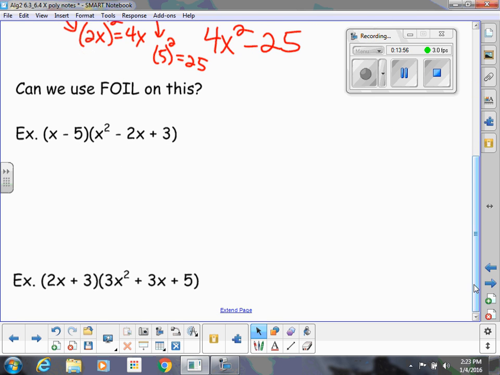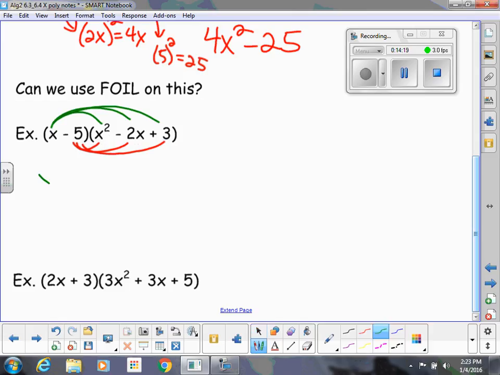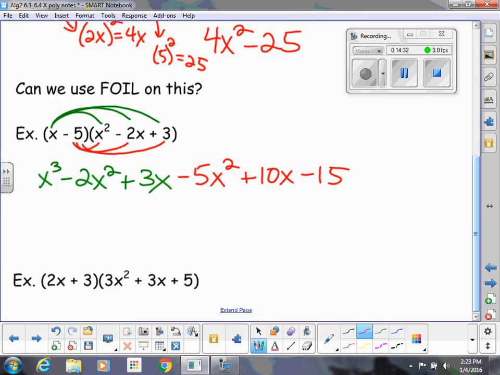All right, now let's talk about this. Can we FOIL this? This is a binomial times a trinomial. Remember, we have 2 terms here and then 3 terms here, so FOIL won't really work. But that's okay. We can just use the idea of distributing. So I'm going to distribute that x to everything in that second parenthesis and distribute that negative 5 to everything in that parenthesis. So we've got x cubed minus 2x squared plus 3x, and then minus 5x squared plus 10x minus 15.